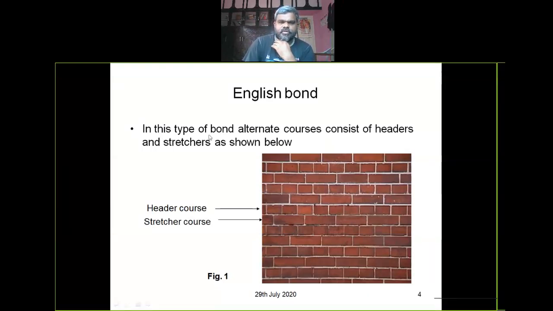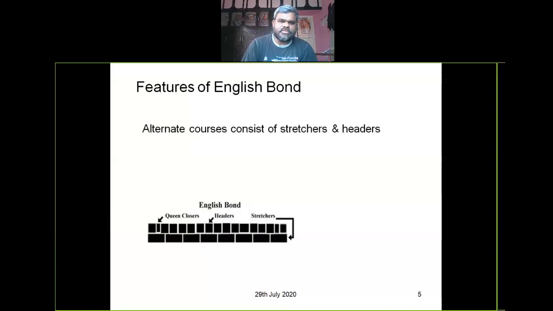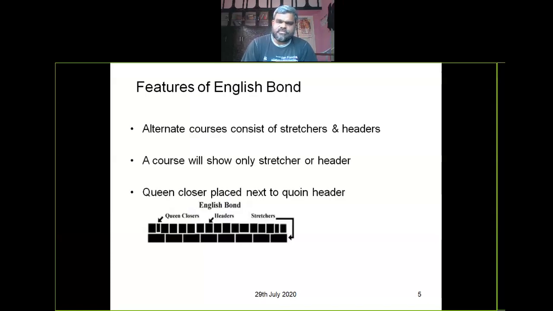In this type of bond, alternate courses consist of headers and stretchers as shown in this figure. See, this is a header course and this is a stretcher course, and again a header course and a stretcher course. It means alternate courses are present. That is called English bond. The features of English bond are alternate courses consist of stretchers and headers. A course will show only stretchers or headers, and the queen closer is placed next to the quoin header, right? These are the English bond features.